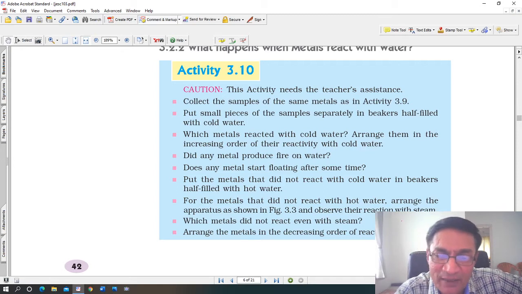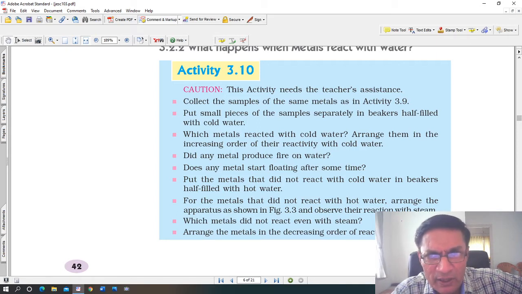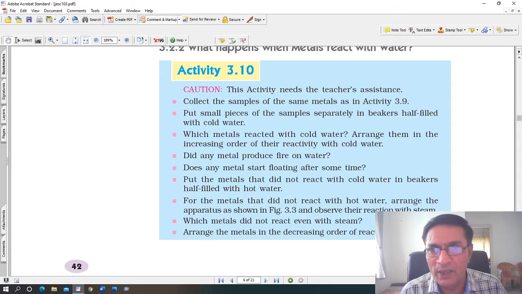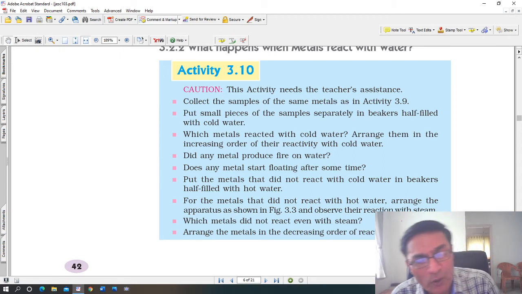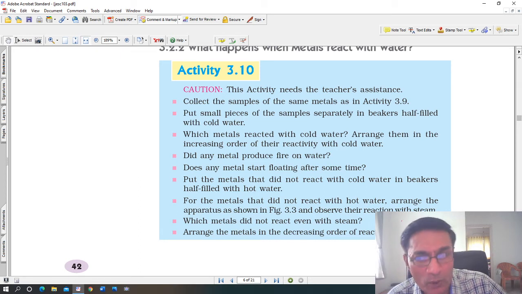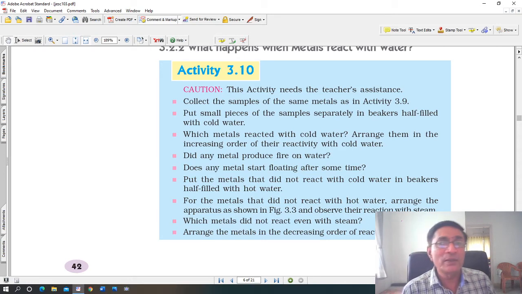Then after that, okay, अगर कोई metal react करता है, जैसे सोडियम और पोटेशियम react करेंगे, they are highly reactive, इसलिए कोल्ड वाटर के साथ भी रिएक्ट करेंगे. लेकिन उसके अंदर आयरन और जिंक रख दो तो कोई फर्क नहीं पड़ेगा, कुछ नहीं होगा, because they do not react with cold water. Now, did any metal produce fire on water? Yes, probably sodium and potassium. Does any metal start floating after some time? You see, some metals will start floating.